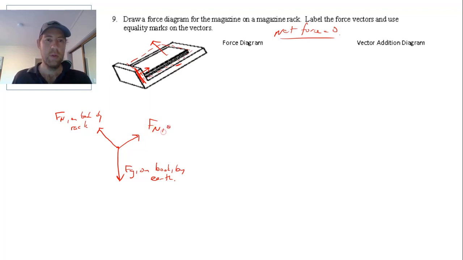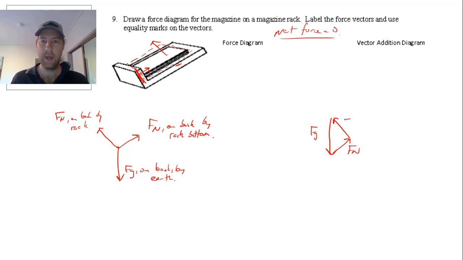It's another normal on book by, we'll just say the rack bottom, the bottom of the rack, just so you can see it's different. There's one F normal, and then the other F normal is up here. Great, that worked out. Perfect.